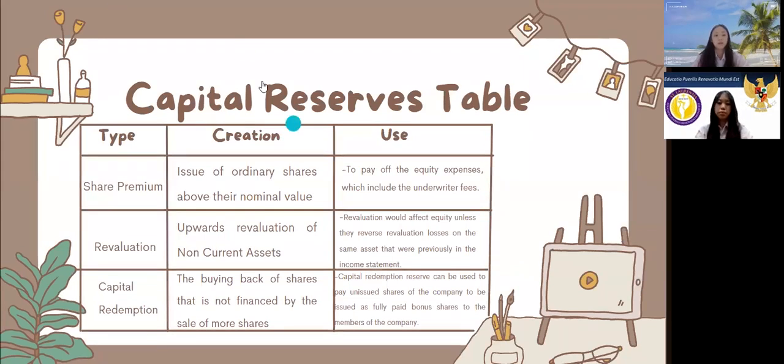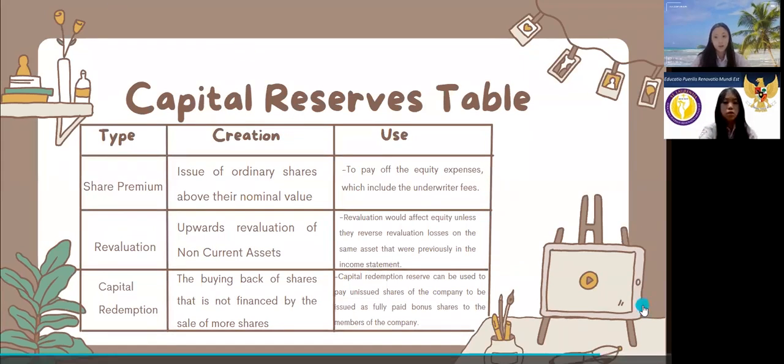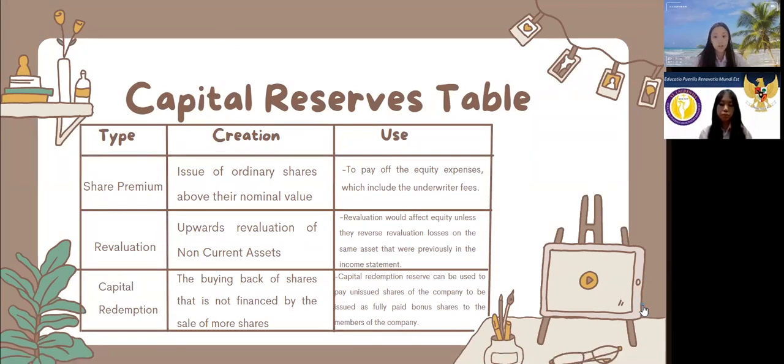Okay, lastly, we're going to go to the capital reserve table. So there are three types. The first one is share premium, and it is created by the issue of ordinary shares above their nominal value. The use is to pay off the equity expenses, which include the underwriter fees. This account can also be used in the issuance of bonus shares and for costs or expenses related to this issuance, and used to write off the preliminary expenses.